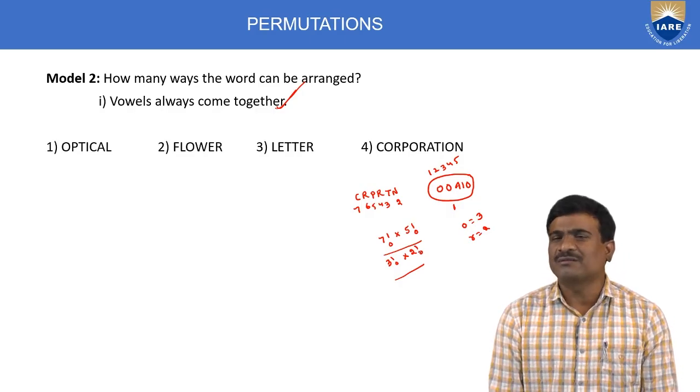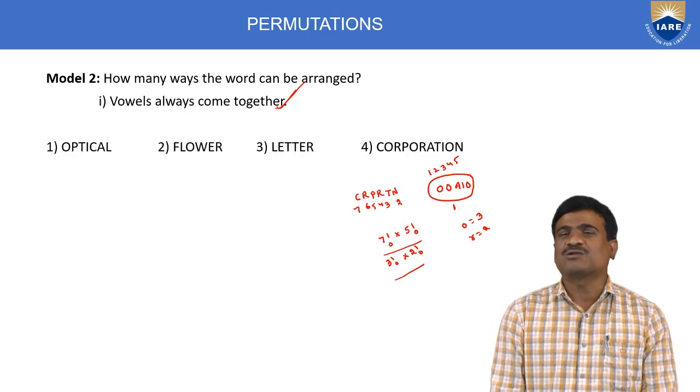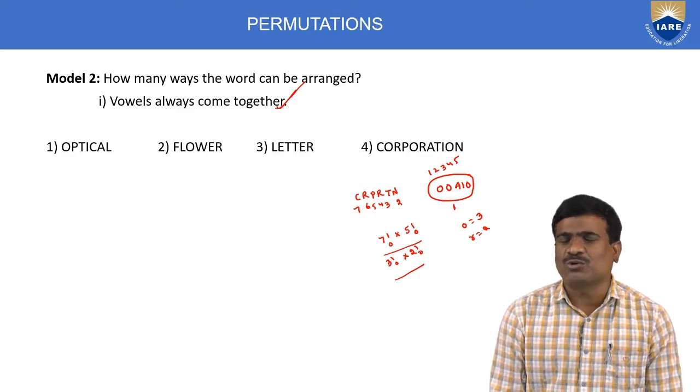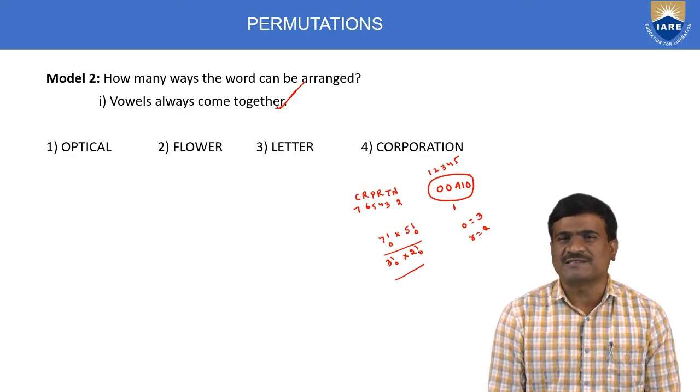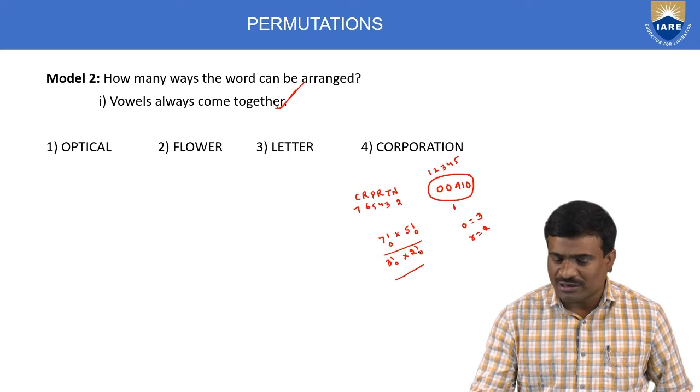The denominator is the total number of arrangements in corporation, and that is called probability. Here model 1 calculates only the total number of arrangements. Model 2 is the event condition, vowels always come together. Next, third model, number 3.